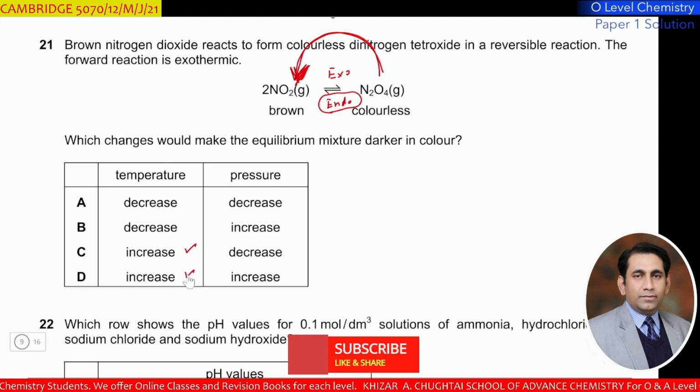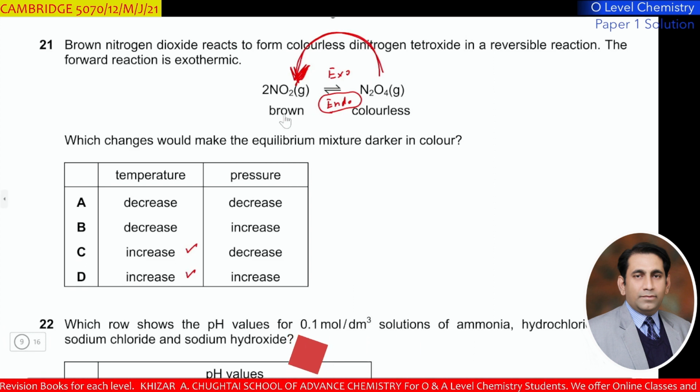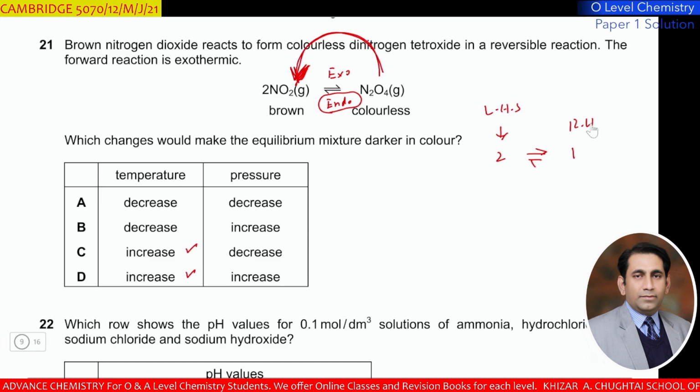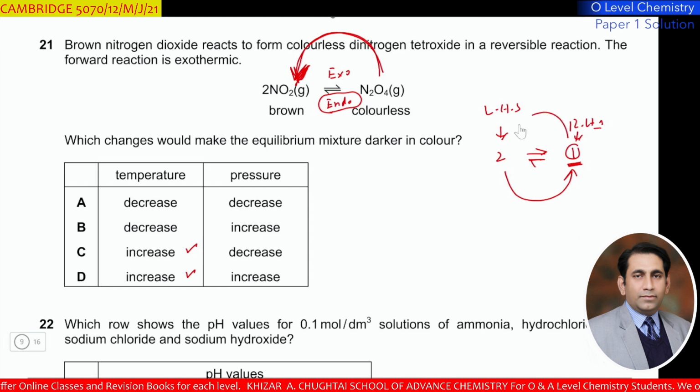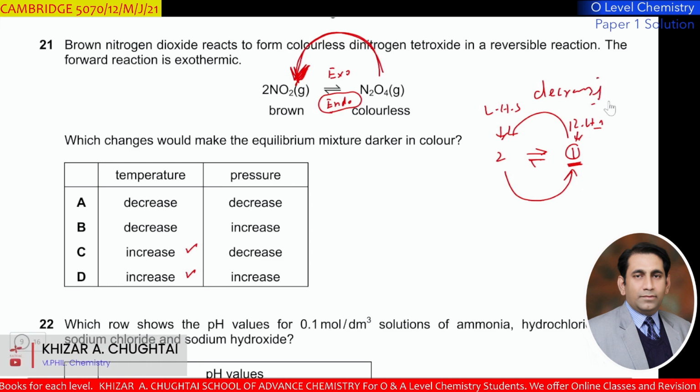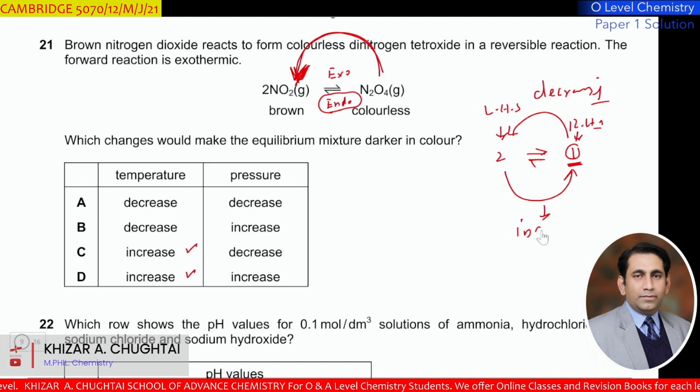So either C or D may be the correct option. The next one is, what about the pressure? In case of pressure, 2 moles are on the left hand side and 1 mole is on the right hand side, right? On increasing the pressure, equilibrium will shift towards the right hand side, where there are fewer moles. And the reverse is true on decreasing the pressure.